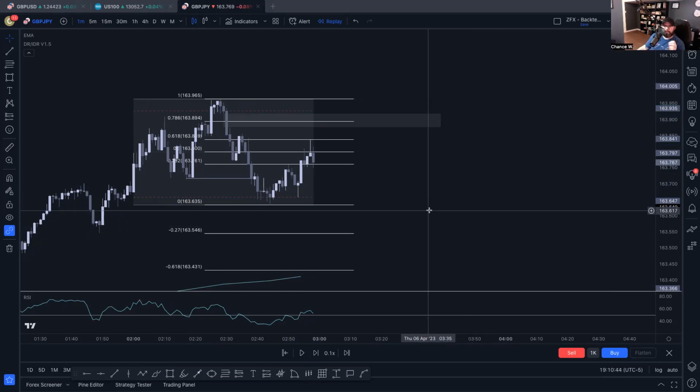Something that I've been tweaking with and adding to my strategy is I have the RSI oscillator down here. It's the relative strength index. It's more of a momentum indicator. And I'm testing on whether or not to use it as a trigger for when to enter a trade.